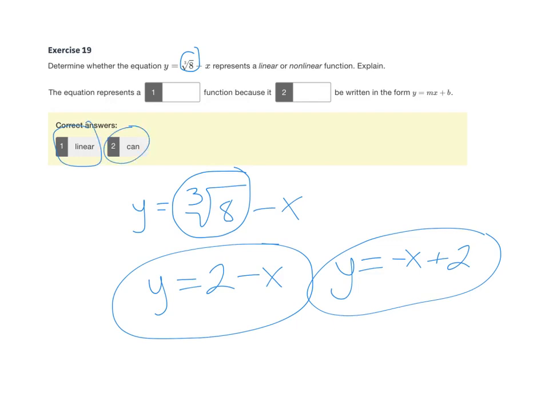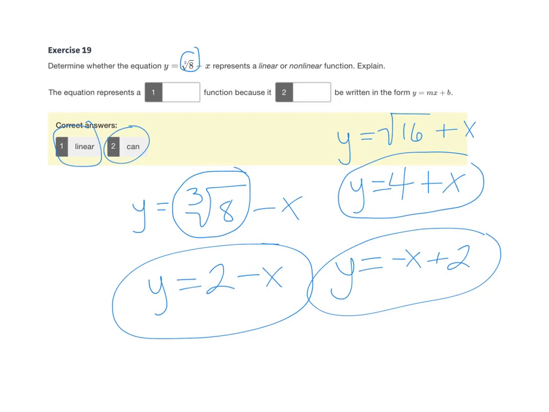Just like if you had one that was, let's say, something like y equals the square root of 16 plus x. Well, the square root of 16 is 4. Right? So this could be y equals 4 plus x. And that would be linear. The ones that you want to look out for are the square root of x. This is what we can't have.